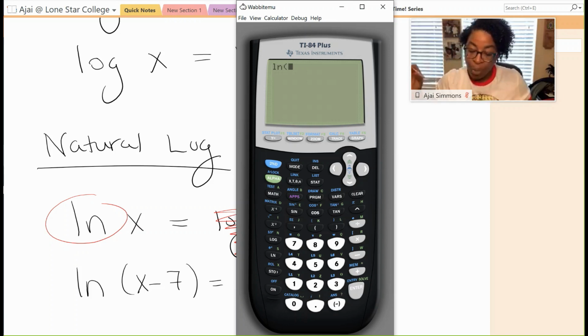Okay? Now, with these rules, you should have everything you need to solve an equation that has logs in it.